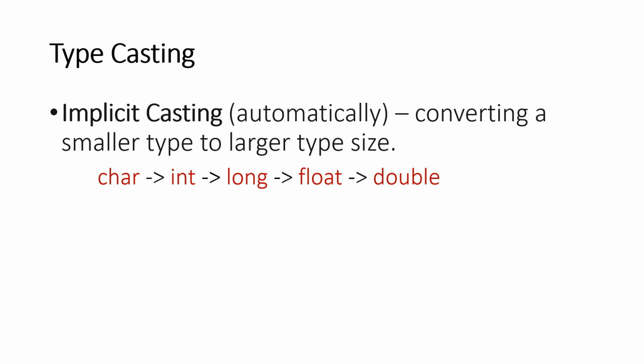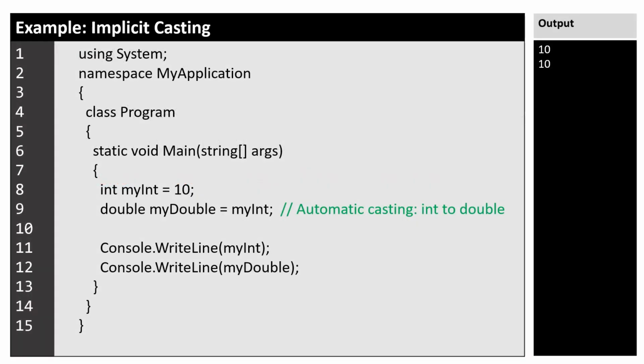Typecasting is when you assign a value of one data type to another data type. In C#, there are two types of casting: implicit casting and explicit casting. In implicit casting, it automatically converts a smaller type to a larger type. In this example, we declare and initialize an integer data type, then assign it to another variable, but in this case, a double type. This statement will automatically convert the value of int to a double type.